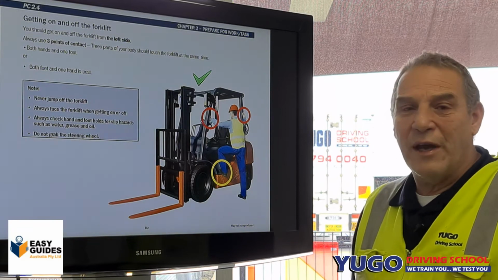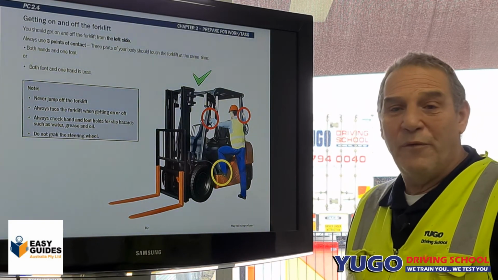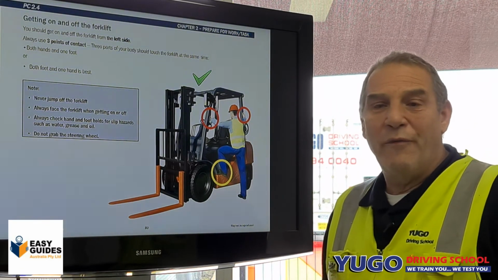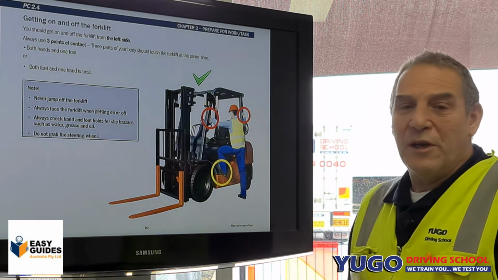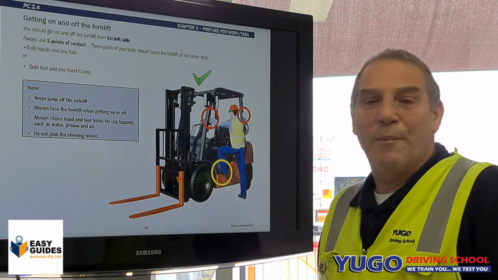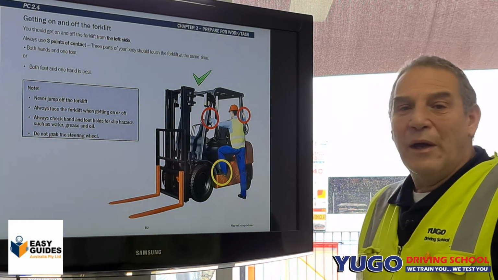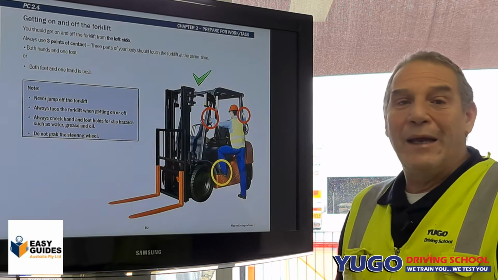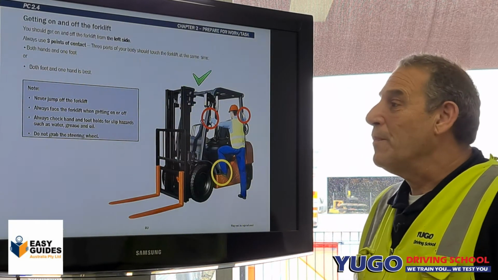Three points of contact. Two hands, one foot. Maintain control over your body weight. You won't slip, you won't end up hitting the forklift with your face, falling on the ground, or jumping off, twisting an ankle, even landing on the ground, breaking a leg, or even worse.